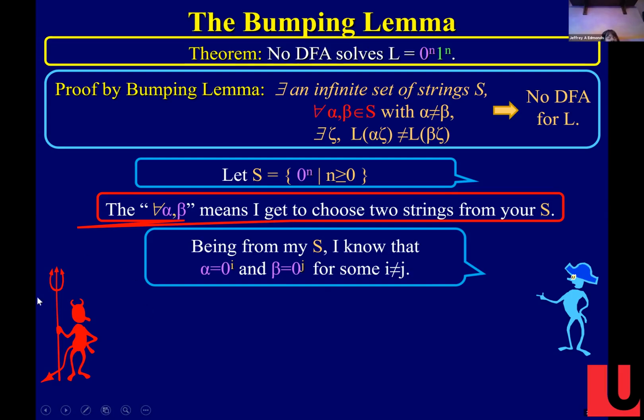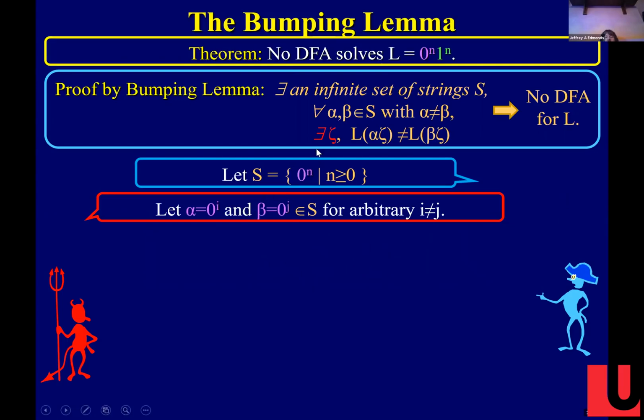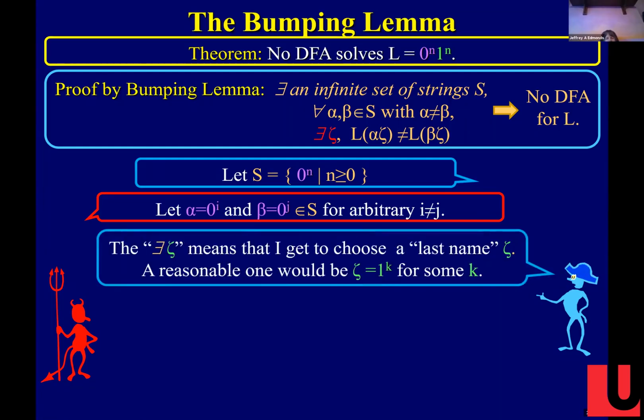So what is the adversary giving me? It's giving me i zeros for my alpha and j zeros for my beta. All right, so that's what we have there. And now it's an exists zeta. So it's now my job to distinguish i zeros from j zeros. I have to come up with some last name such that alpha zeta and beta zeta have different answers in the language. And what's my language? Some number of zeros followed by the same number of ones.